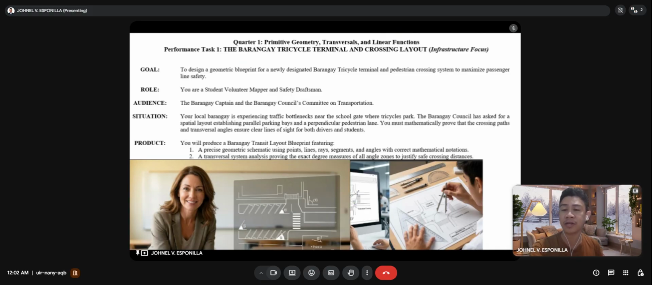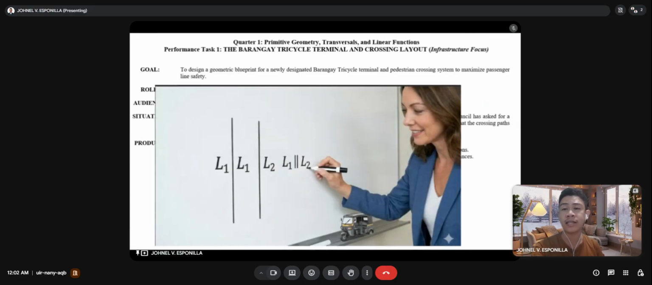When we look at parking bays, they are usually lined up next to each other. What geometric relationship do these divider lines have? They are parallel. Think about how we write that mathematically. If you name one line L sub 1 and another line L sub 2, you need to explicitly state and label L sub 1 parallel to L sub 2.